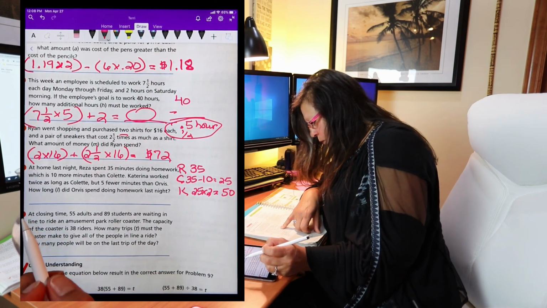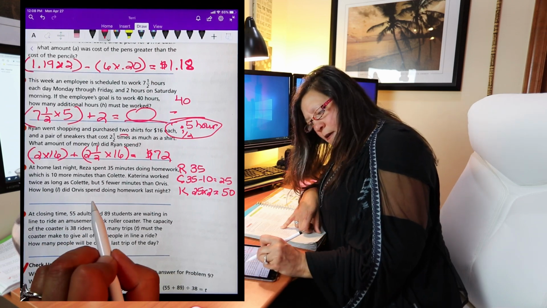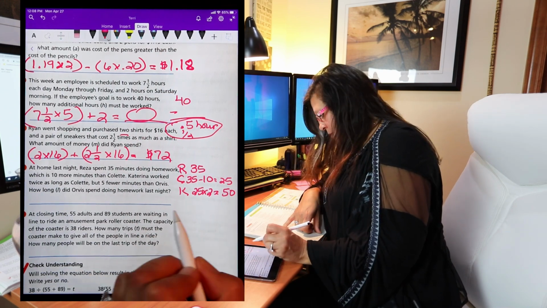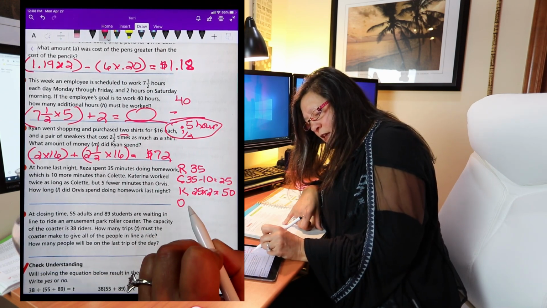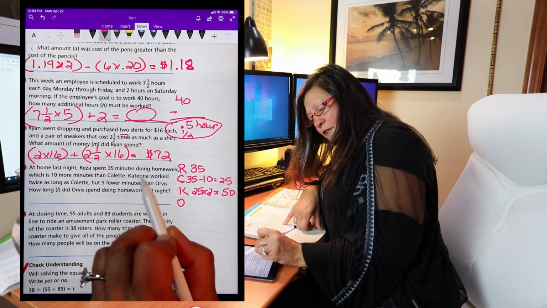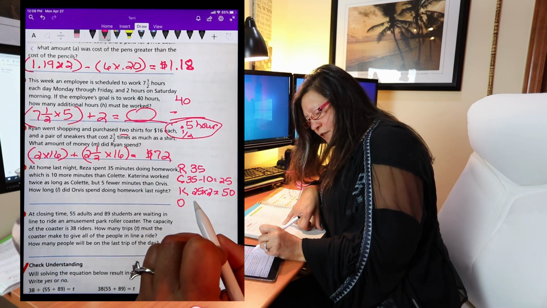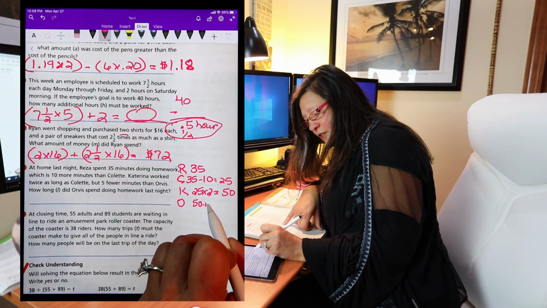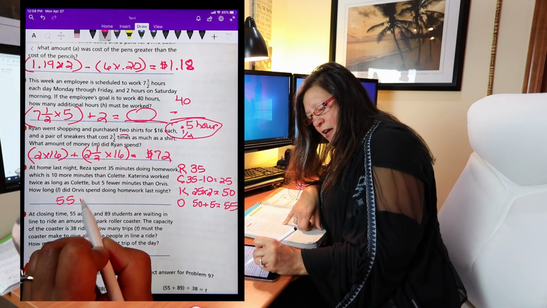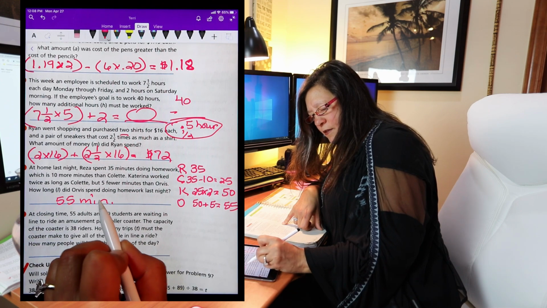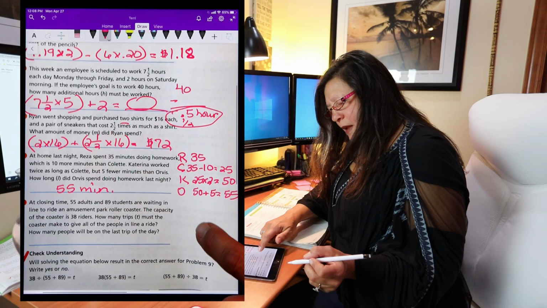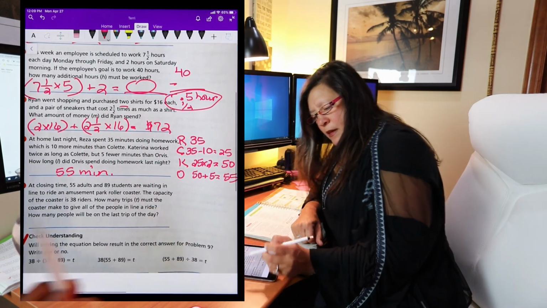And then it tells us that Katrina is 5 fewer minutes than Orvis, so that means we're going to add that 50 plus 5, and that's going to give us Orvis. So you should get 55 minutes for Orvis. So gather your information, putting down what you know to solve that problem.